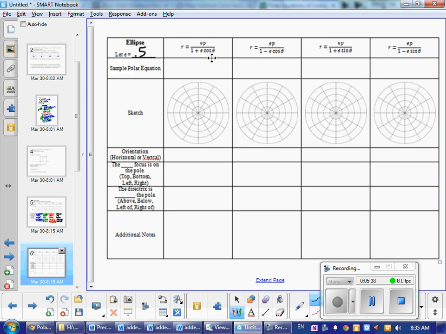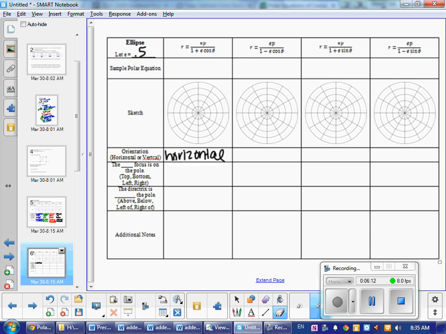All right, so let's try this first one. The denominator is 1 plus e cosine theta. So what do you think the orientation would be? Is the orientation horizontal or vertical? Good. So it's going to be horizontal orientation. The focus for all of these is going to be on the pole. That's the next line. The focus is on the pole. Oh, it says which focus. Okay, so hold on to that one for a second.